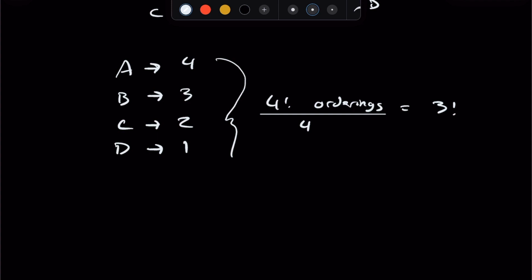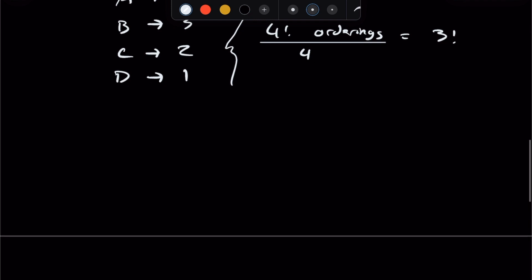Now, combining parts 1 and 2, subproblems 1 and 2 of this problem, we get our final solution of 10 choose 4 times 3 factorial.